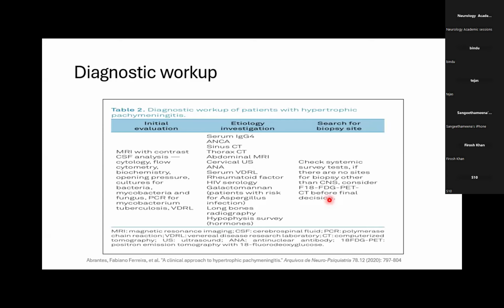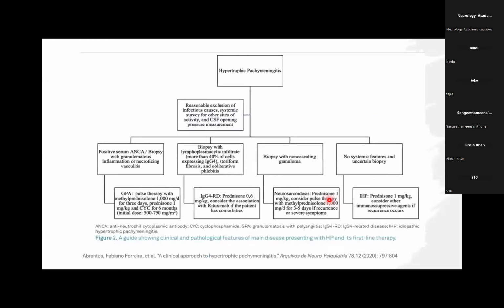So mainly for lymph node enlargement, if there is salivary gland enlargement, which can be indicating IgG4 related disease. Then we have to search for a biopsy site, that is, we have to check the systemic survey testing. If no sites are indicative, then we can go for an FDG PET scan before the final decision. So in hypertrophic pachymeningitis, we should reasonably exclude causes and do a systemic survey for other sites.